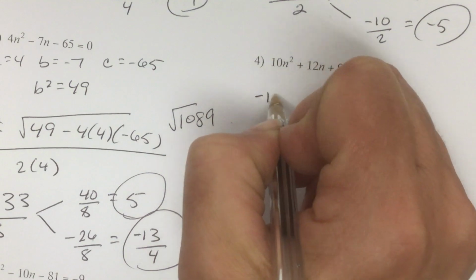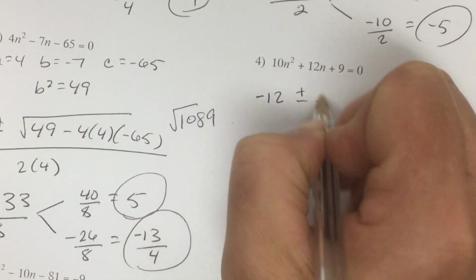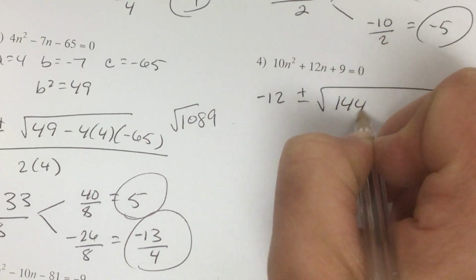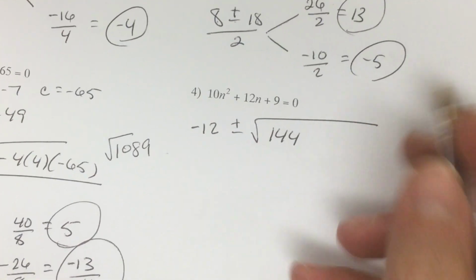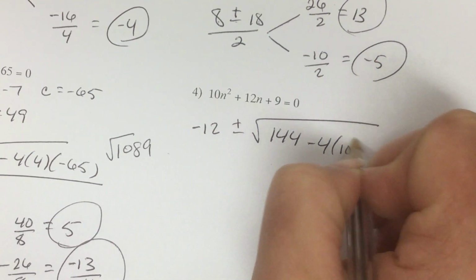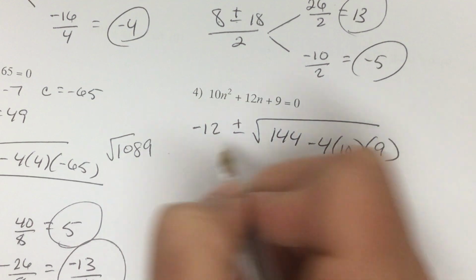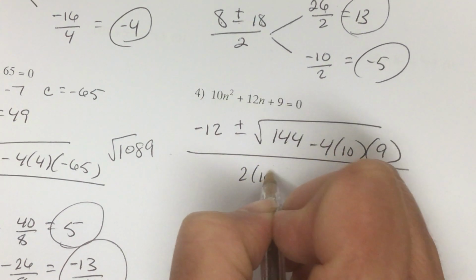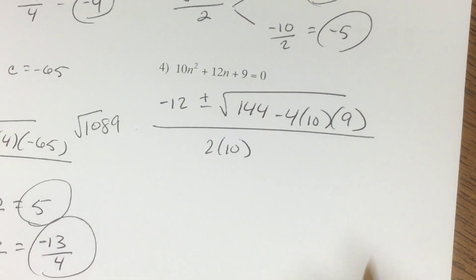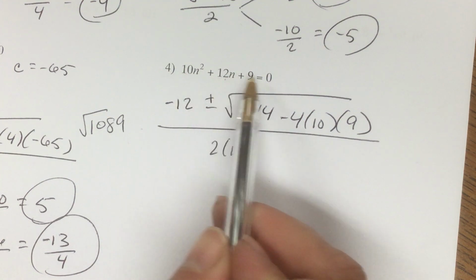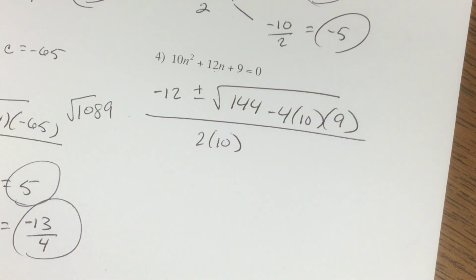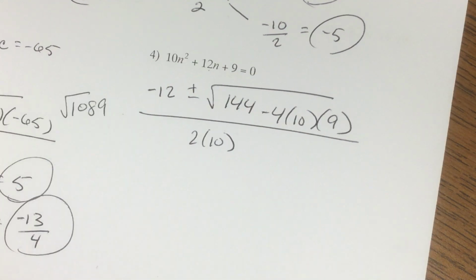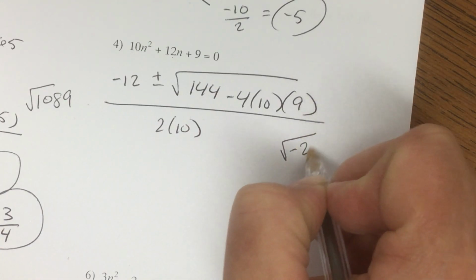Okay, this one's going to be negative 12 plus or minus radical 144, because 12 squared is 144, minus 4 times a times c all over 2a. So a is 10, b is 12, c is 9. 144 minus 4 times 10 times 9 is negative 216.